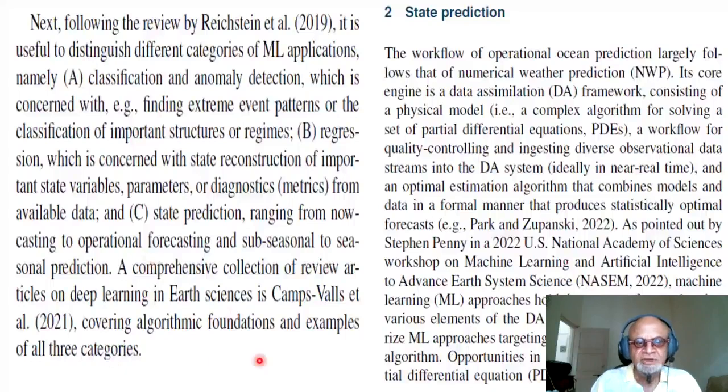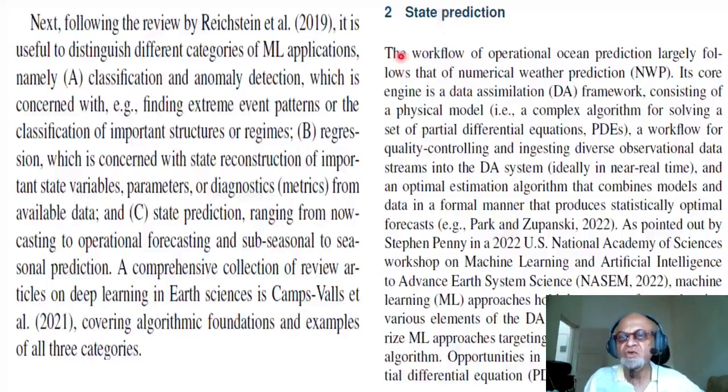Okay, a comprehensive collection of review articles on deep learning in earth sciences is Camps-Valls et al. 2021, covering algorithmic foundations and examples of all three categories. So we'll obviously read this. I think I've already recorded it, but I'll make sure.